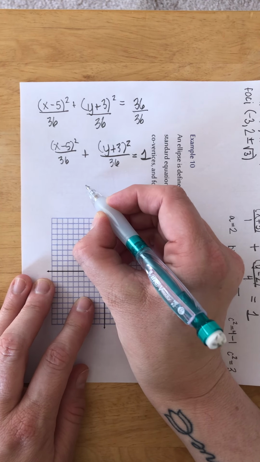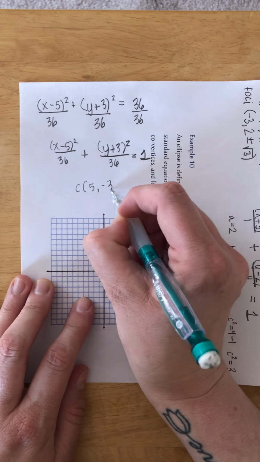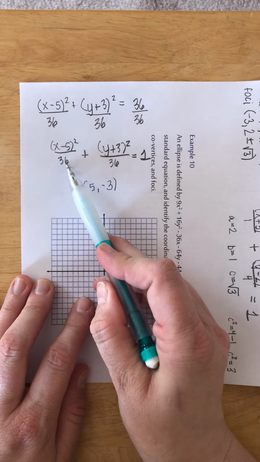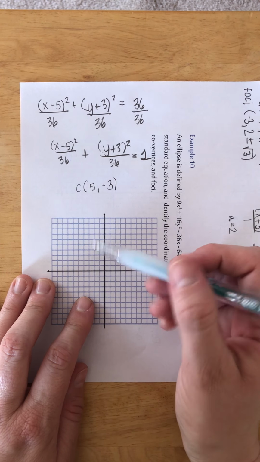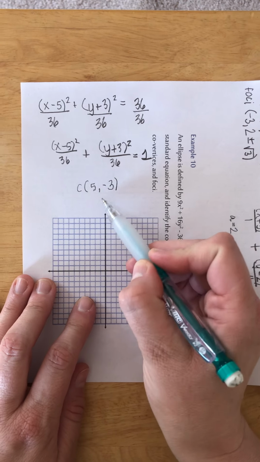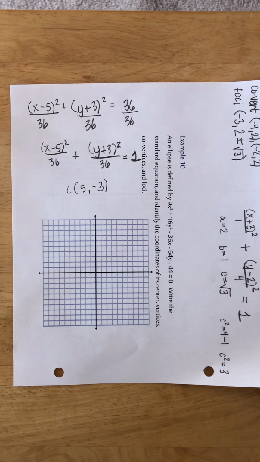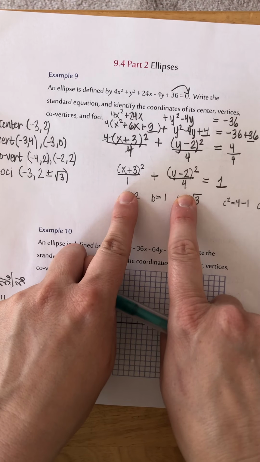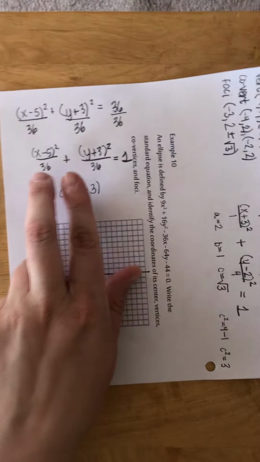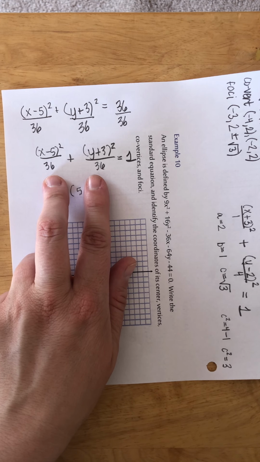because that means, according to this problem, that the center is at 5, -3, but for both your vertices and your co-vertices, it turns into basically being a radius. You're going to go up 6, down 6, right 6, left 6. So that's how you can tell the difference between a circle and an ellipse. In an ellipse, these numbers are going to be different, but in a circle, those denominators are going to be the same. But everything else that we've done is exactly the same.